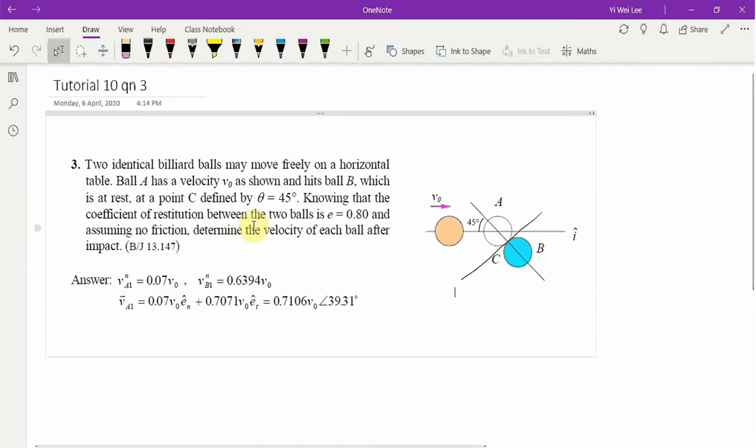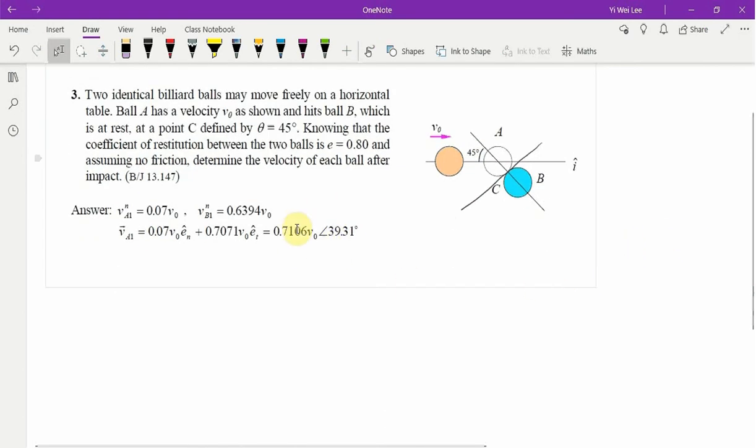Now, knowing that the coefficient of restitution is 0.8 and assuming no friction, we want to find the velocity of each ball after impact. This is a very interesting question. Actually, it's a very common question in terms of collision questions. So let's try to solve this. First of all, we want to know the velocity of each ball after the impact.